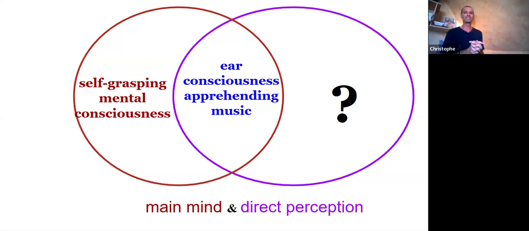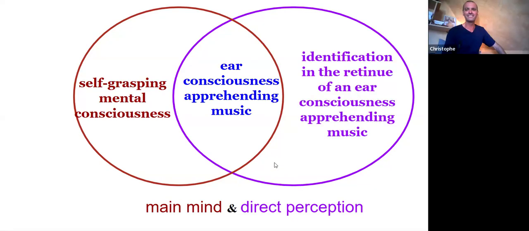No, says Rigunla. The mental factor of feeling, and eye consciousness apprehending an apple. Wow, fantastic. Or identification in the retinue of an ear consciousness, apprehending music, for instance. Or the mental factor of feeling in the retinue of an ear consciousness apprehending music, exactly. It's a direct perception because it's a cognition which is free from conceptualization, which is not mistaken. So it is also a direct perception, but it is not a main mind.